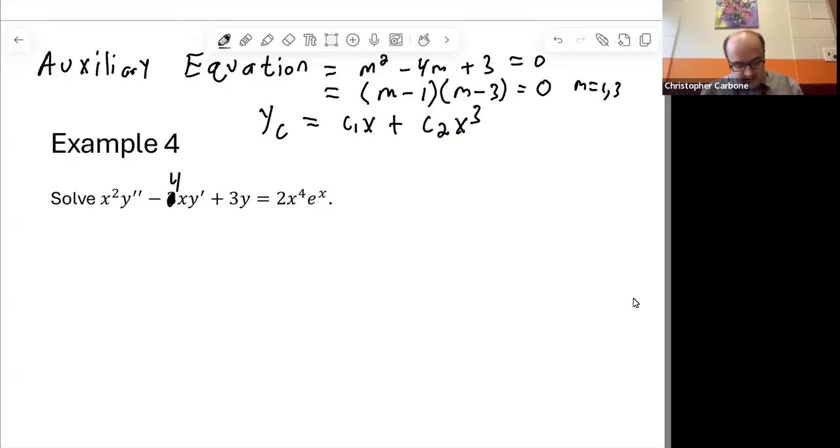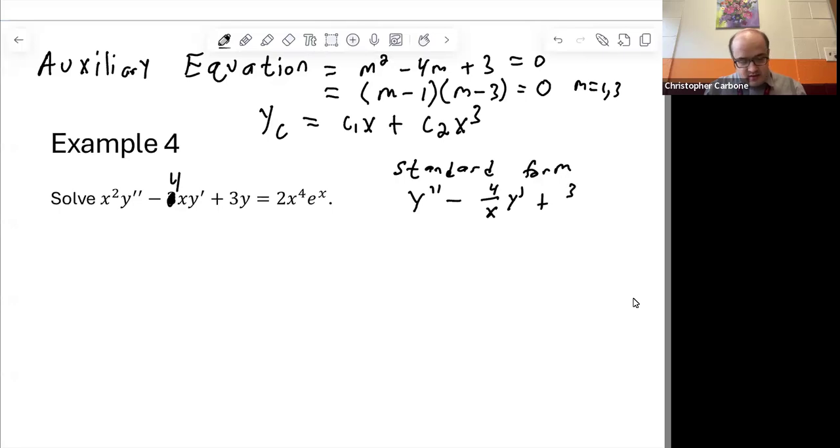So the standard form of this, by dividing by x squared, gives us, let me just label this being a standard form, y double prime minus 4 over x times y prime plus 3 over x squared times y is equal to 2x squared times e to the x power.